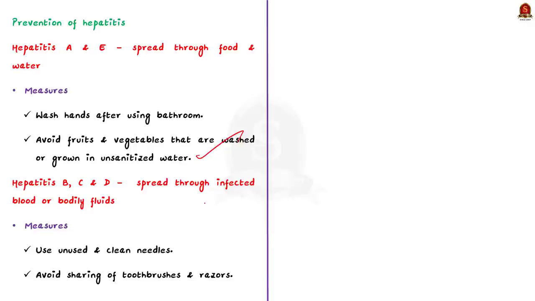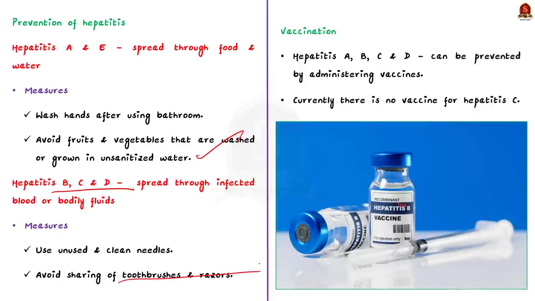Now, coming to hepatitis B, C, D. As I said earlier, these types of hepatitis commonly spread through infected blood or bodily fluids. So activities like using unused and clean needles, and avoiding the sharing of toothbrushes and razors may help to prevent the spread of hepatitis B, C and D. Talking about vaccination, except hepatitis C, all other types of hepatitis can be prevented by administering a vaccine. So remember, currently there is no vaccine for hepatitis C.